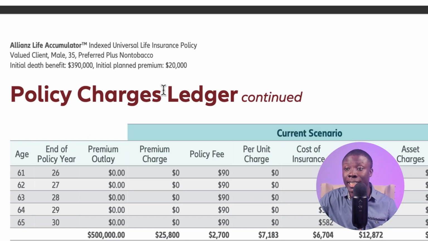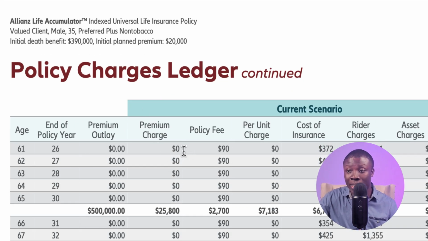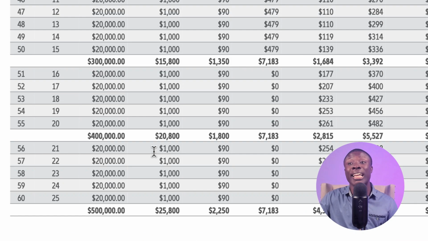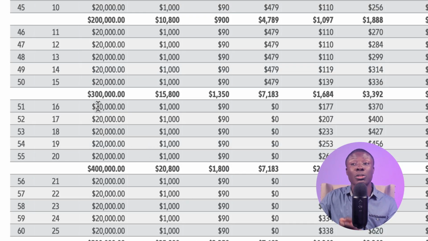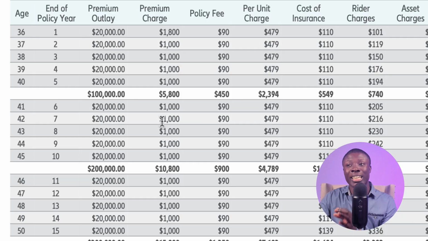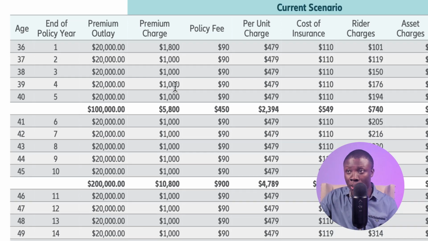Once we stop funding the policy, there's no premium charge. It's based on any money you put into the policy. So let's say in a year, you are not able to pay $20,000 into the year. You put $10,000 into the policy. It's just going to be half of that year. So it correlates directly to how much money you are paying to the policy.